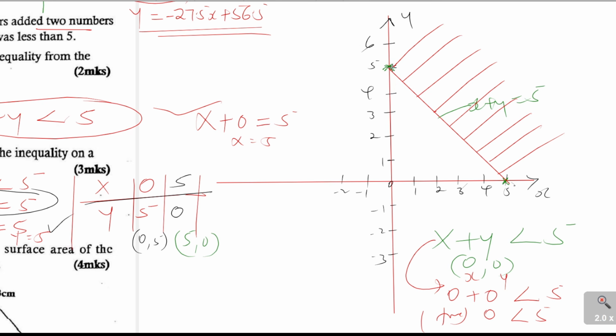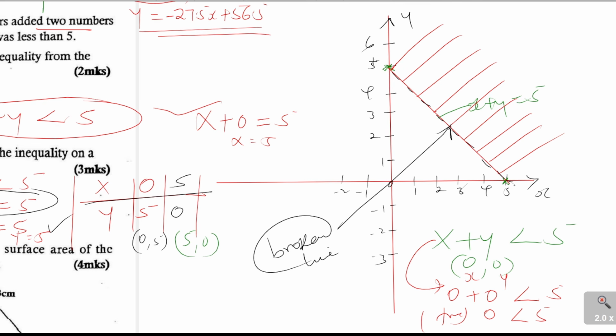Another thing, if it is less than, that line is supposed to be broken. The line that you drew is supposed to be a broken line, and I'm going to indicate it here. This line, x plus y is equal to 5, should be a broken line. Broken line means that even the points that lie on that line do not satisfy this inequality.